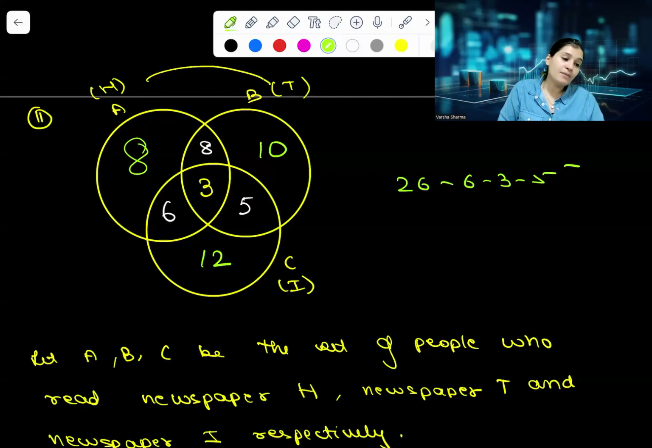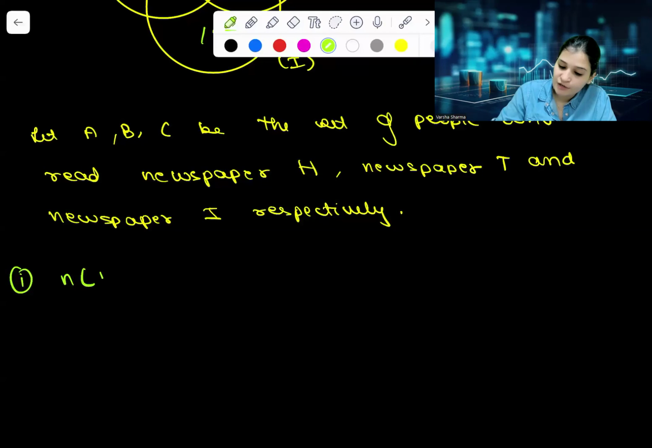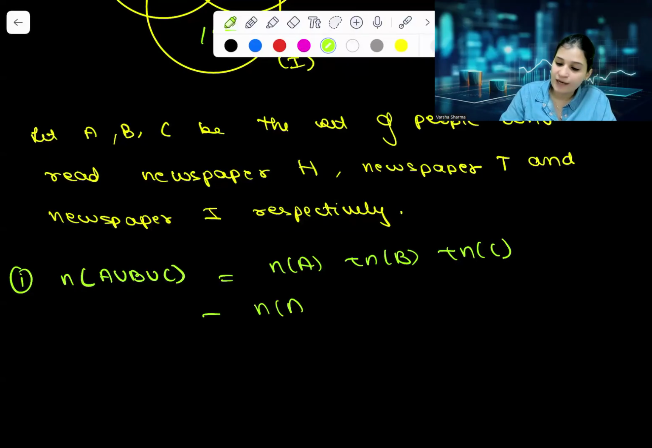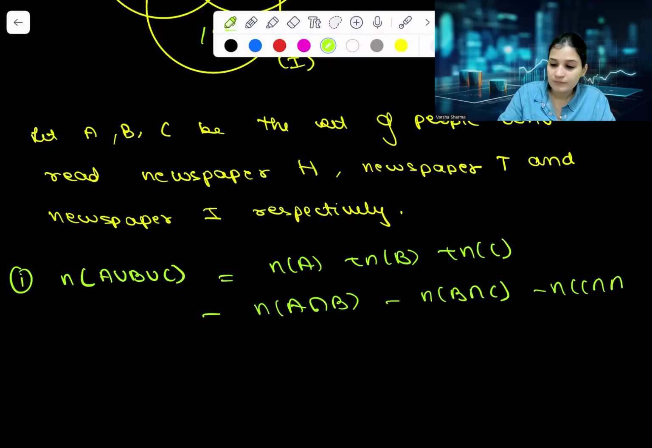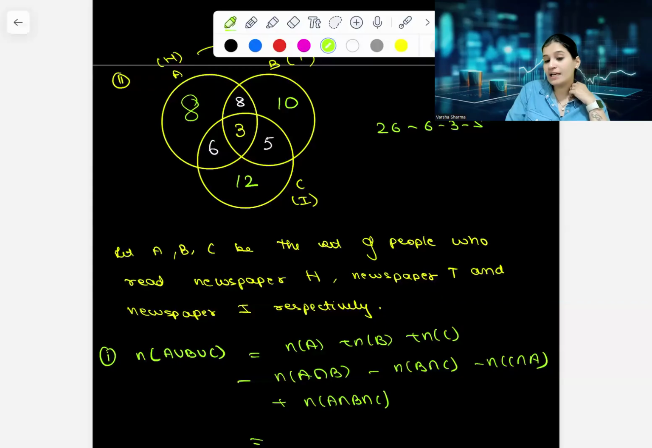First, number 1, the number of people who read at least one of the 3 newspapers. At least one is union. So we could add all the 3 also if it is a 1 marker. Otherwise, if I want to present it in the newspaper, I write the number of people in A union B union C. Just write the formula. Now just add all the numbers that are present in the 3 circles and tell me how many.